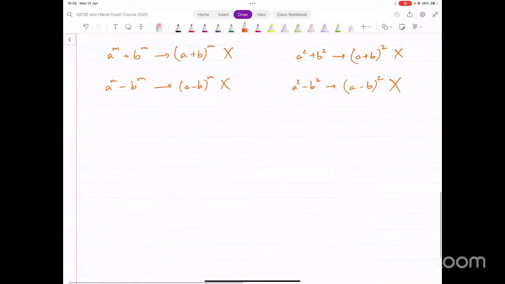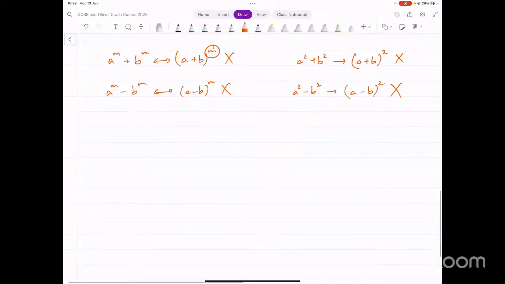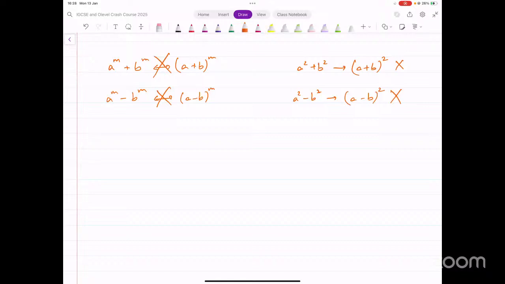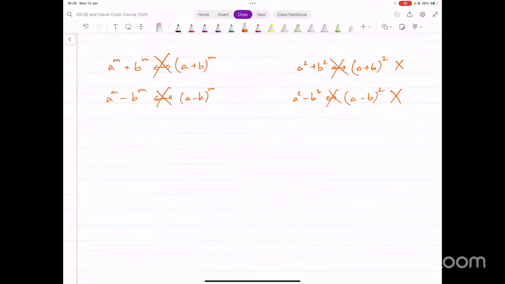In this case, of course, it does not work. A plus b whole raised to power m does not expand to this. A minus b whole raised to power m does not expand to this. These are wrong. Similarly, the ones on the right side are also not correct. These are not possible. All right, so that's the indices rules that we've got.